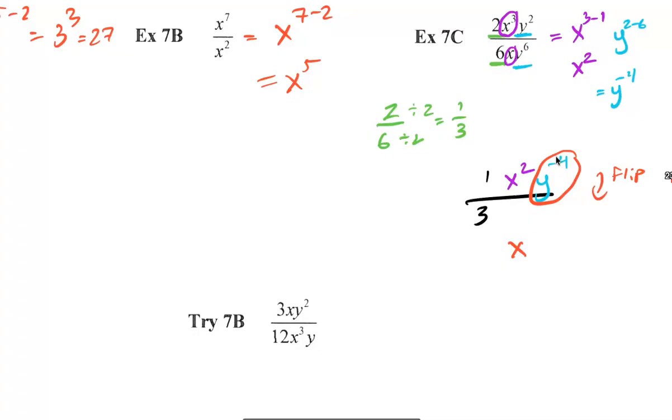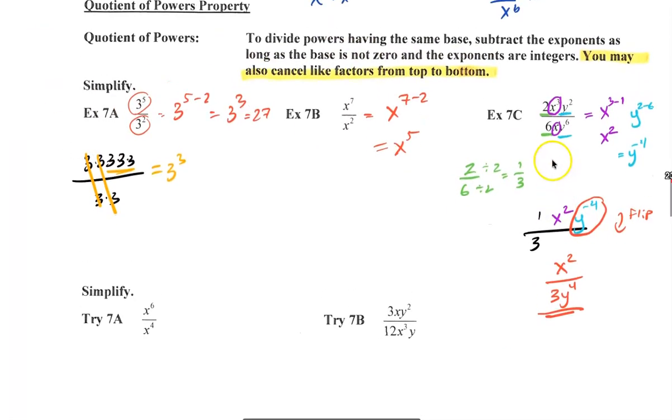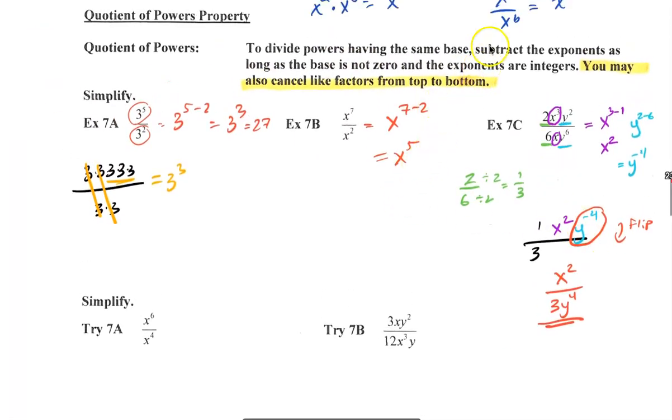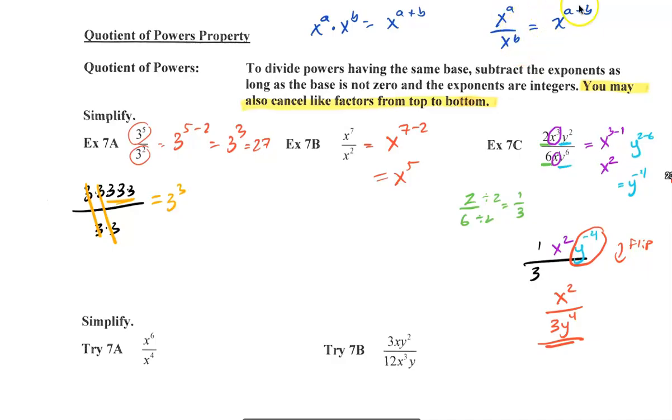So I'm going to get x squared, 3y to the fourth. And that's the quotient power properties, right? If they have the same base, you just divide them, top minus bottom. If you get a negative at the end, you do have to flip it to the bottom.